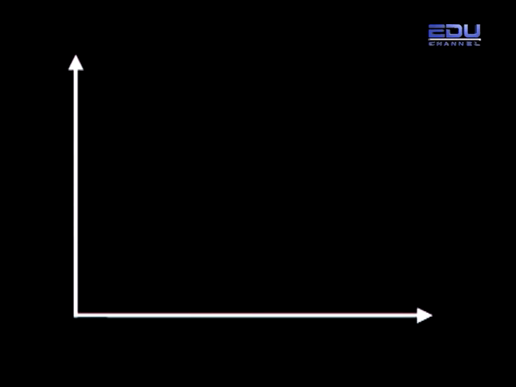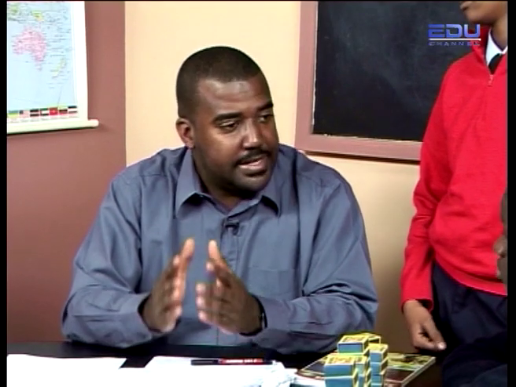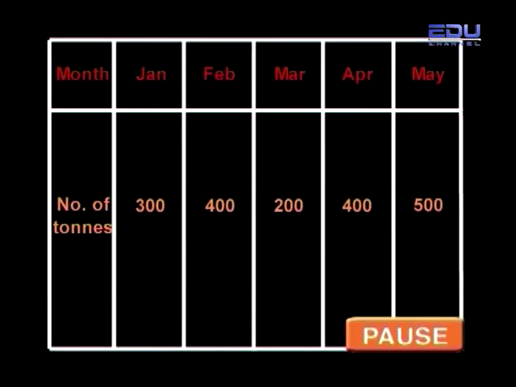Good thinking, Opio. When we draw a bar graph, we usually have two scales. That is, vertical scale and horizontal scale. And both scales need to be appropriate for the data that we want to represent. Now, using our input table, let's look at how we will choose a suitable scale.